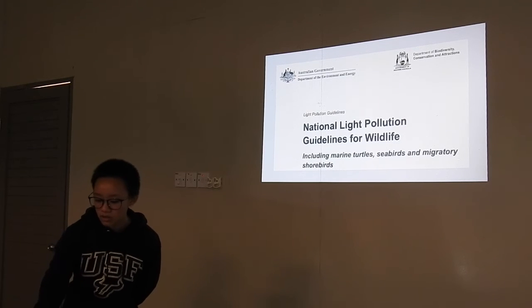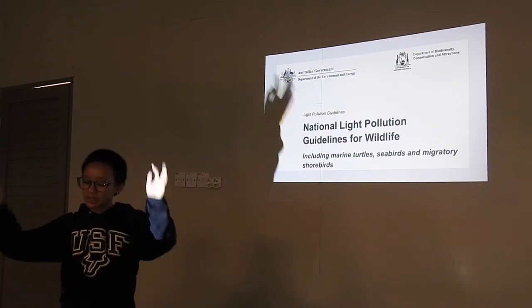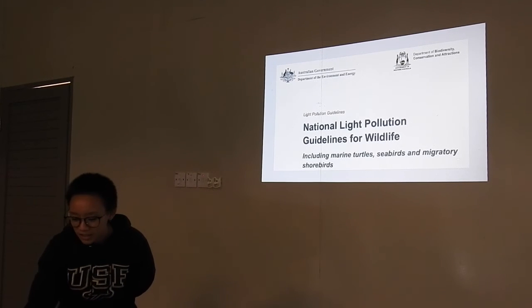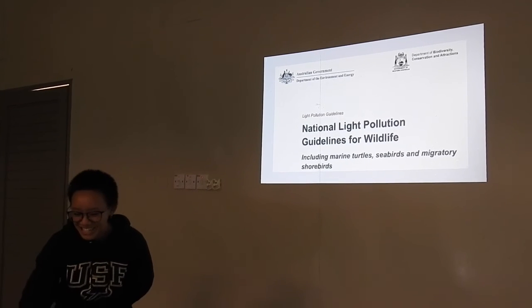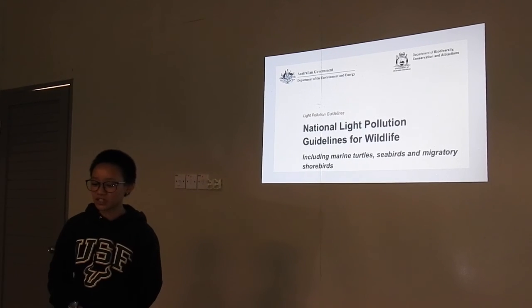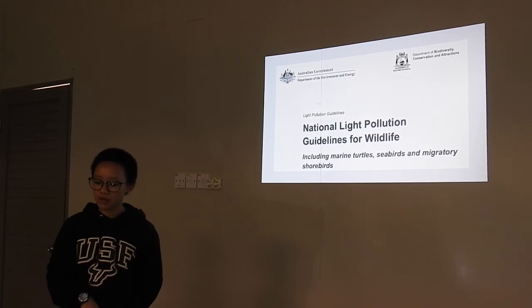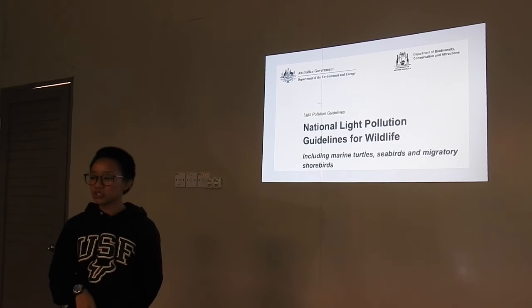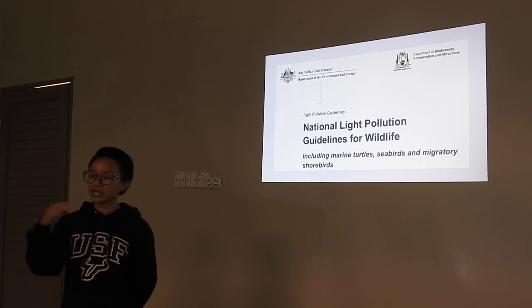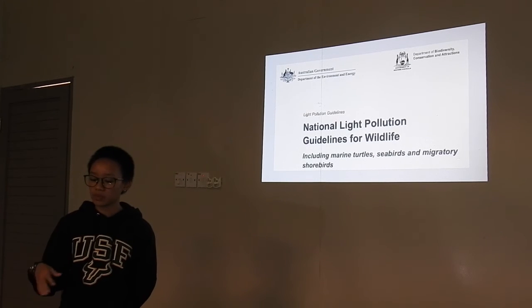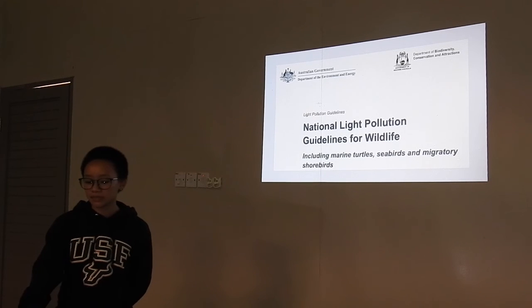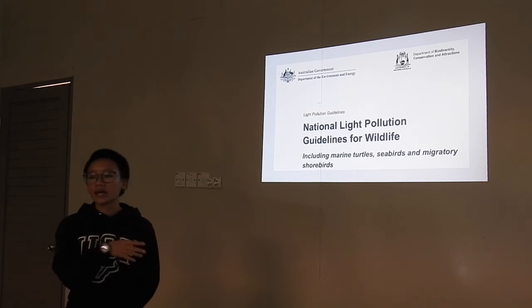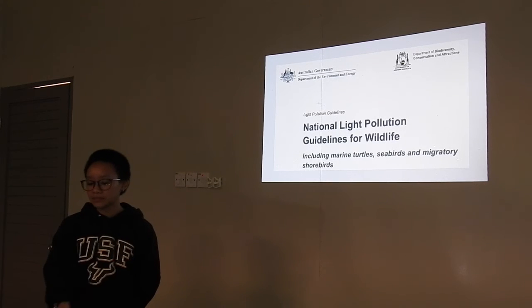And moving on, I'm almost done, I promise, almost done. So this is from the Australian Government, Department of Environment and Energy. It's actually light pollution guidelines, and they have checklists of what you can think of and review when you put lights in a certain place. So this is very detailed, and it's available to the public.